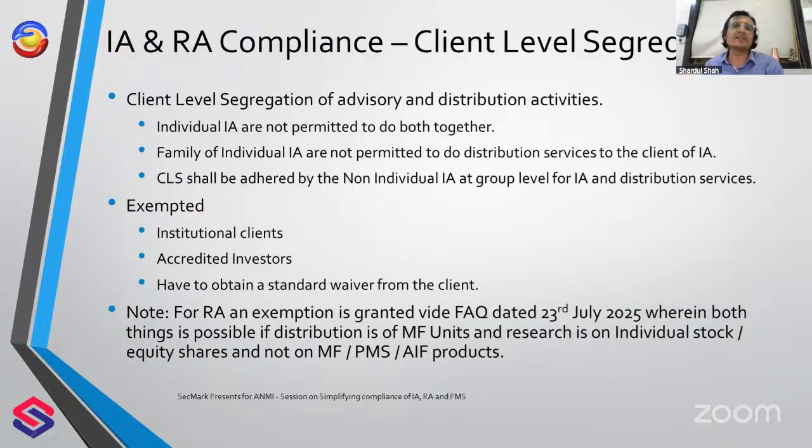So at the corporate or non-individual level, segregation between the two departments is possible and permitted if an adequate level of segregation is maintained. Separate infrastructure, separate human resources are deployed, and services are not offered to the same customer. If it is so, certain exemptions apply. Take an example: in case of IA, institutional clients are not under this restriction. It means that an institutional customer can avail IA service as well as the distribution service. And accredited investors are also exempted from these restrictions. However, IA has to make sure that they take a standard waiver from the customer that they are availing both these services and the client does not have any recourse to the authority in future under this regulation.